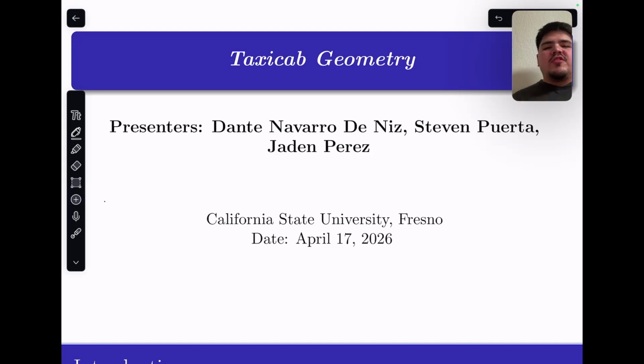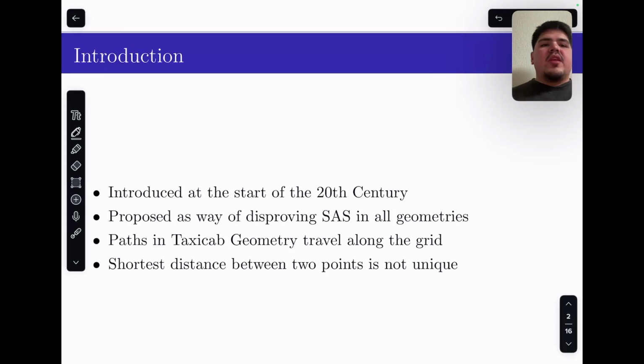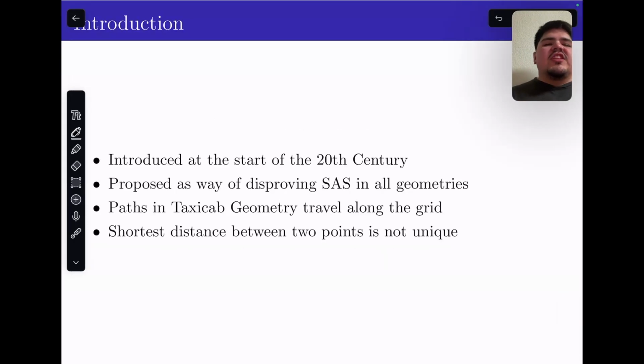Just a brief introduction to what it is, as well as some key differences that you'll see between Euclidean and taxicab geometry. Okay. So first, it was introduced at the start of the 20th century. The main purpose behind building taxicab geometry was actually just to disprove that side angle, side triangle congruence holds in all geometries.